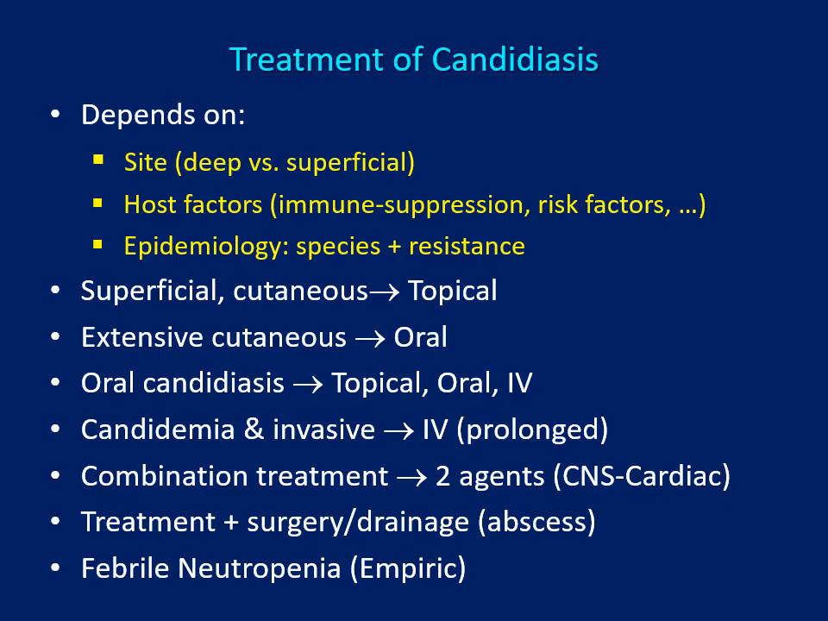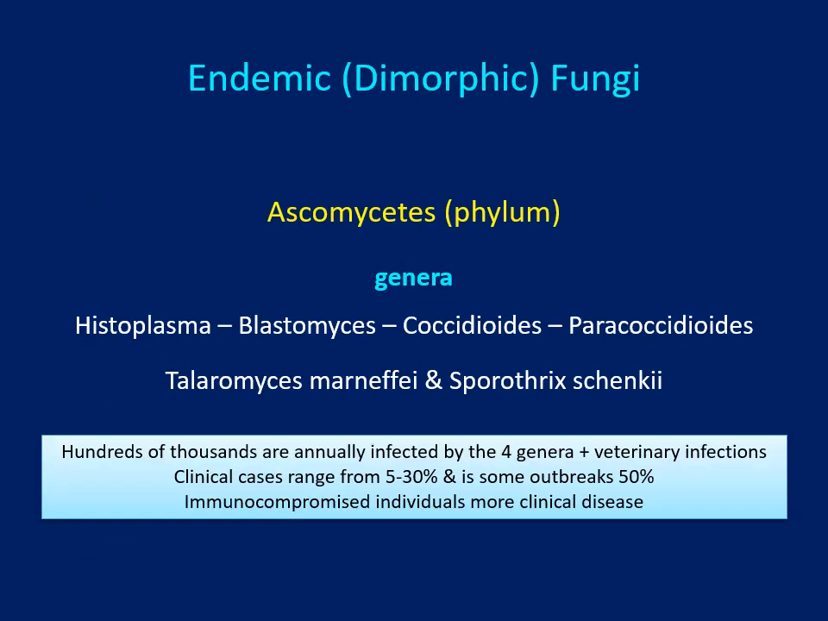Candidemia plus invasive disease, you have to use a prolonged course of IV anti-candidal agent, combination treatment, mainly in CNS infection and in endocarditis caused by Candida. And if you have an abscess, then the treatment is drainage, mainly percutaneous, but sometimes can be surgical. And in febrile neutropenia, anybody who remains febrile neutropenic despite antibiotic use for 5 to 7 days may deserve treatment for Candida. I will move quickly now to endemic dimorphic fungi.